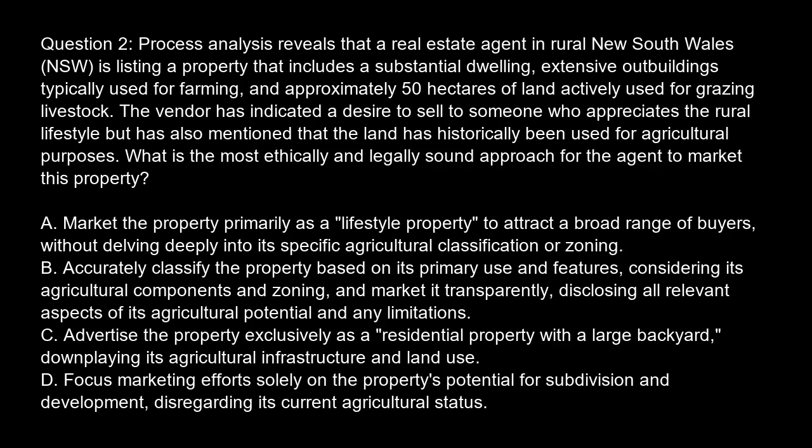Option C. Advertise the property exclusively as a residential property with a large backyard, downplaying its agricultural infrastructure and land use. Option D. Focus marketing efforts solely on the property's potential for subdivision and development, disregarding its current agricultural status.